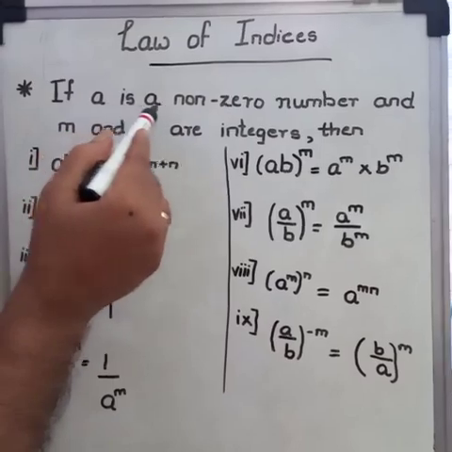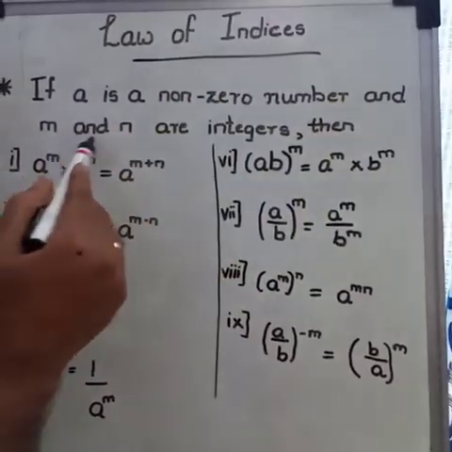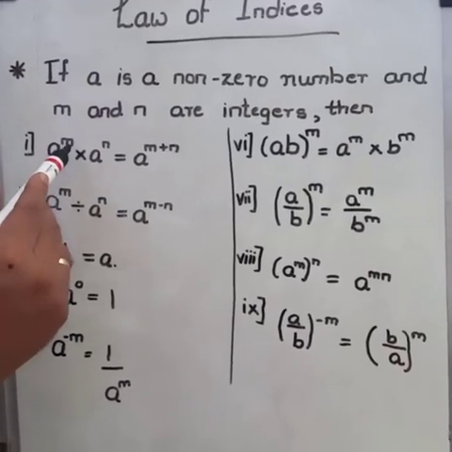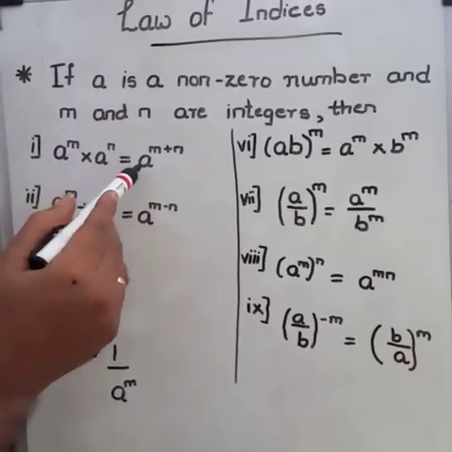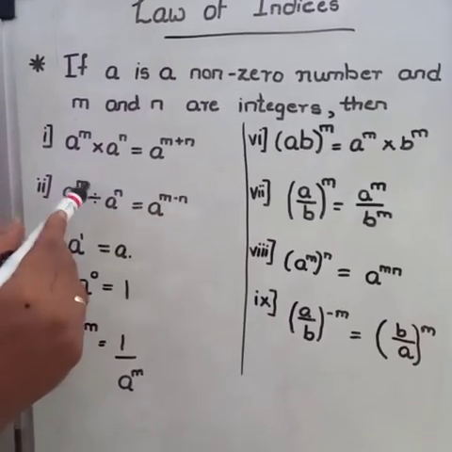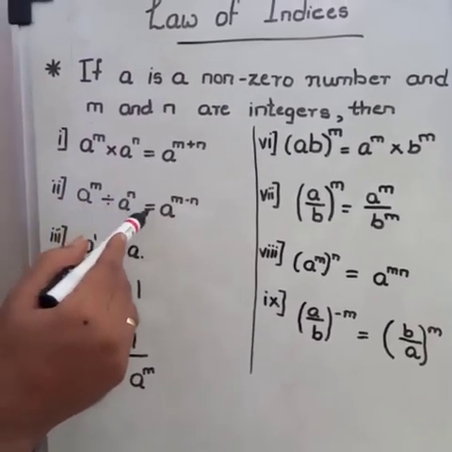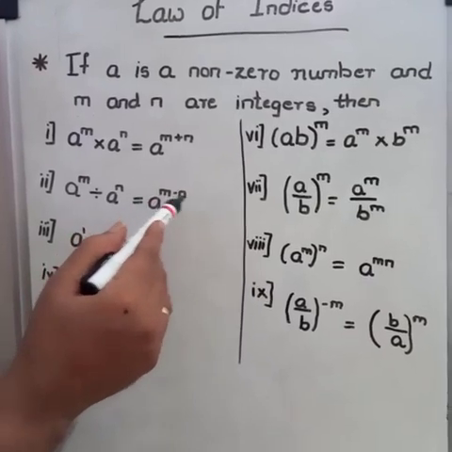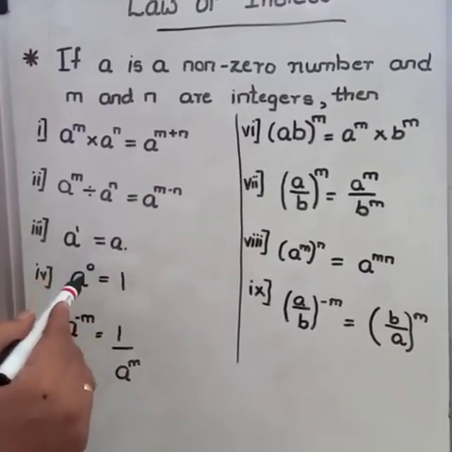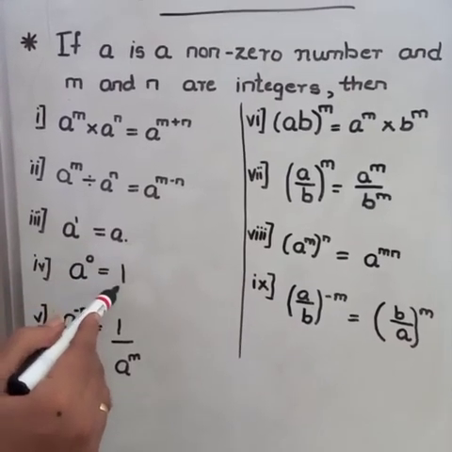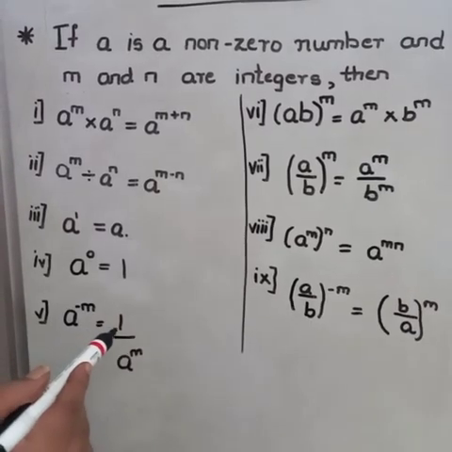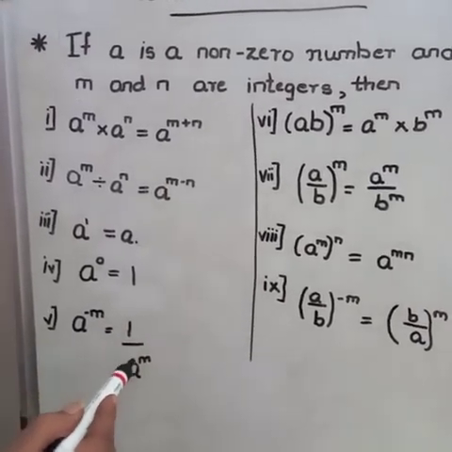If a is a non-zero number and m and n are integers, then the first one, a raised to m into a raised to n can be written as a raised to m plus n. The second one, a raised to m divided by a raised to n can be written as a raised to m minus n. Third one, a raised to 1 can be written as a. Fourth one, a raised to 0 can be written as 1. A raised to minus m can be written in reciprocal as 1 upon a raised to m.